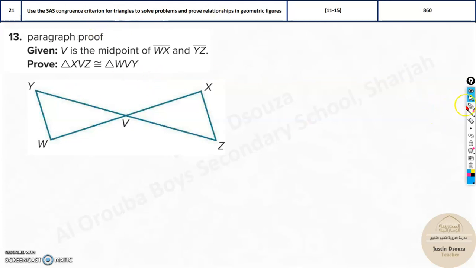Now over here it's the same thing, just that V is the midpoint of W and X. If that is the case, then these both are equal because of the midpoint theorem. And then they have told even for this line and this line, it's the midpoint. That means these are all equal to each other, okay? And then there's vertical angles, just that, SAS.